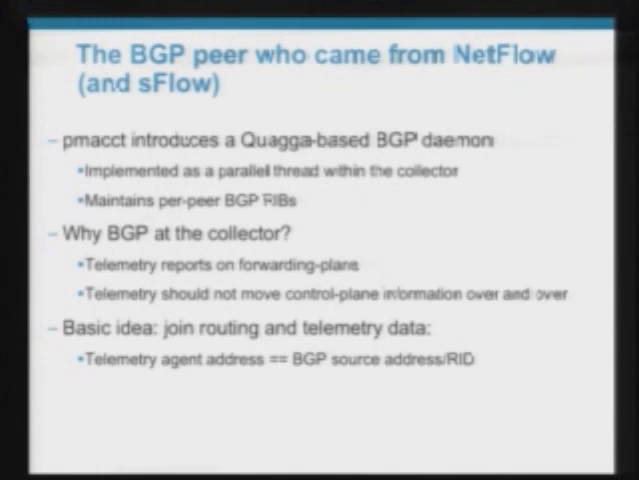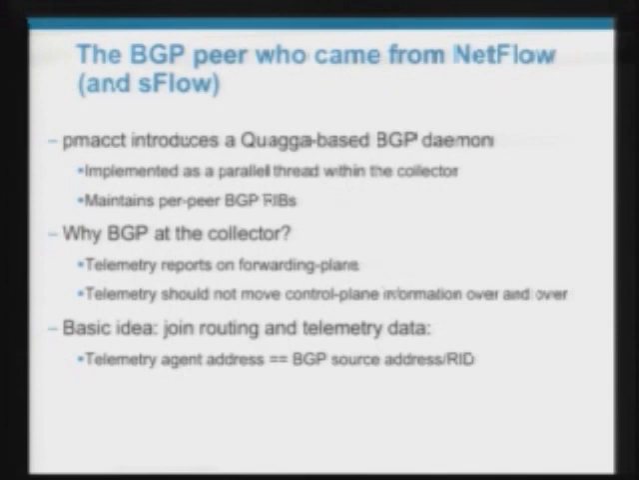The basic idea of how to join telemetry information with routing information is to see the telemetry IP address, so the agent IP address, in the case of NetFlow the source IP address, or in the case of sFlow the agent ID, and match it against the BGP source address or the router ID. A few features of this implementation: one, as I said, is that it's a parallel thread within a collector. The other, very important, is that this information is never used to compute any best path route.